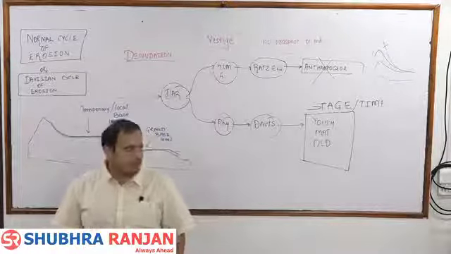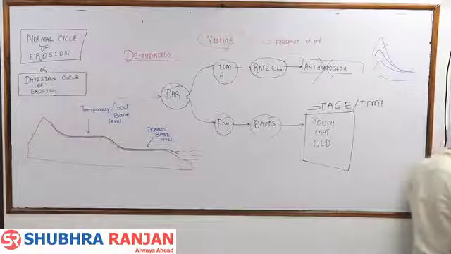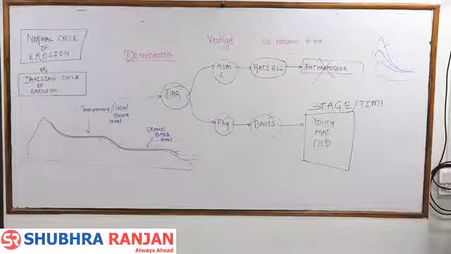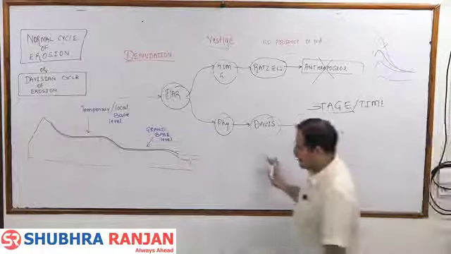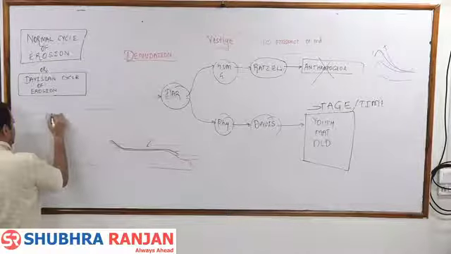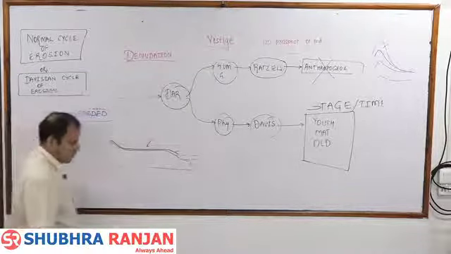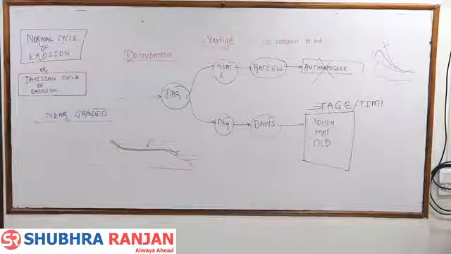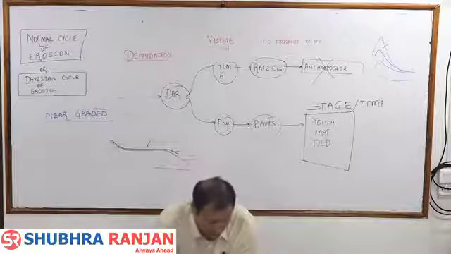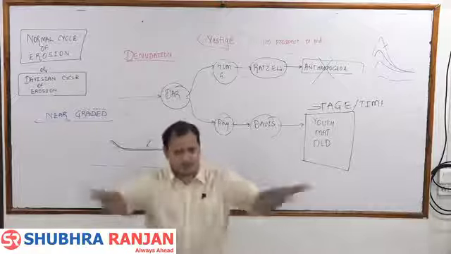As the river passes from youth to old age, as the river passes from youthful to the old age, the potential and kinetic energy decreases, and near graded condition is achieved. Near graded means same. Fine.